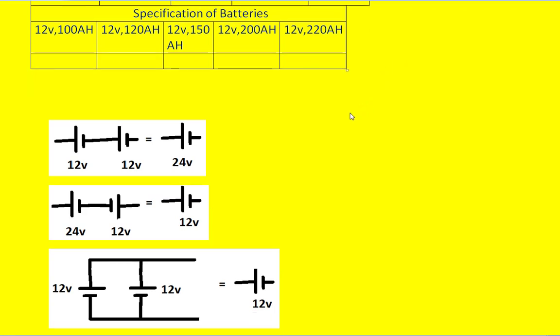And coming to the symbol for the battery, it is the symbol for each battery like this. This is called the positive terminal. This is called the negative terminal.